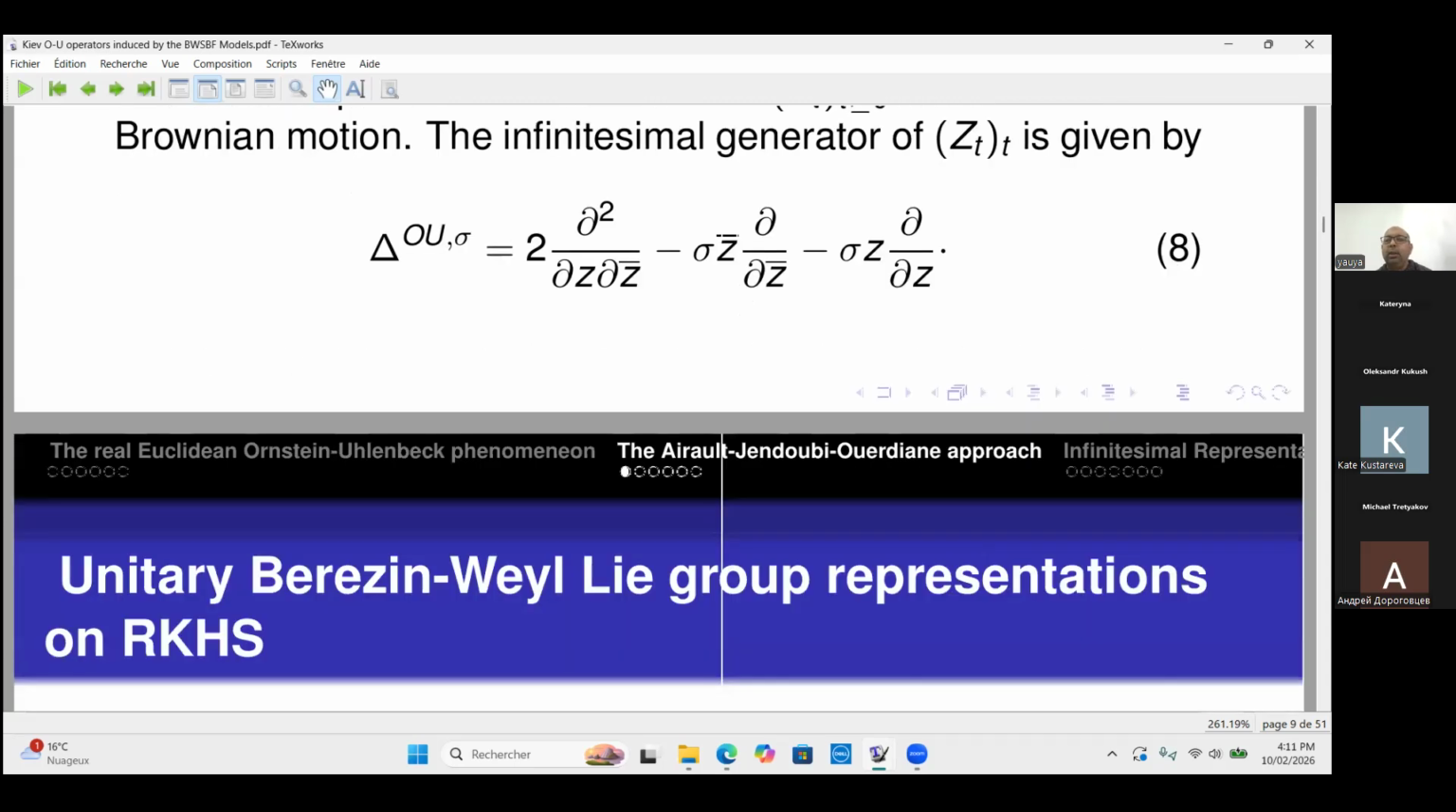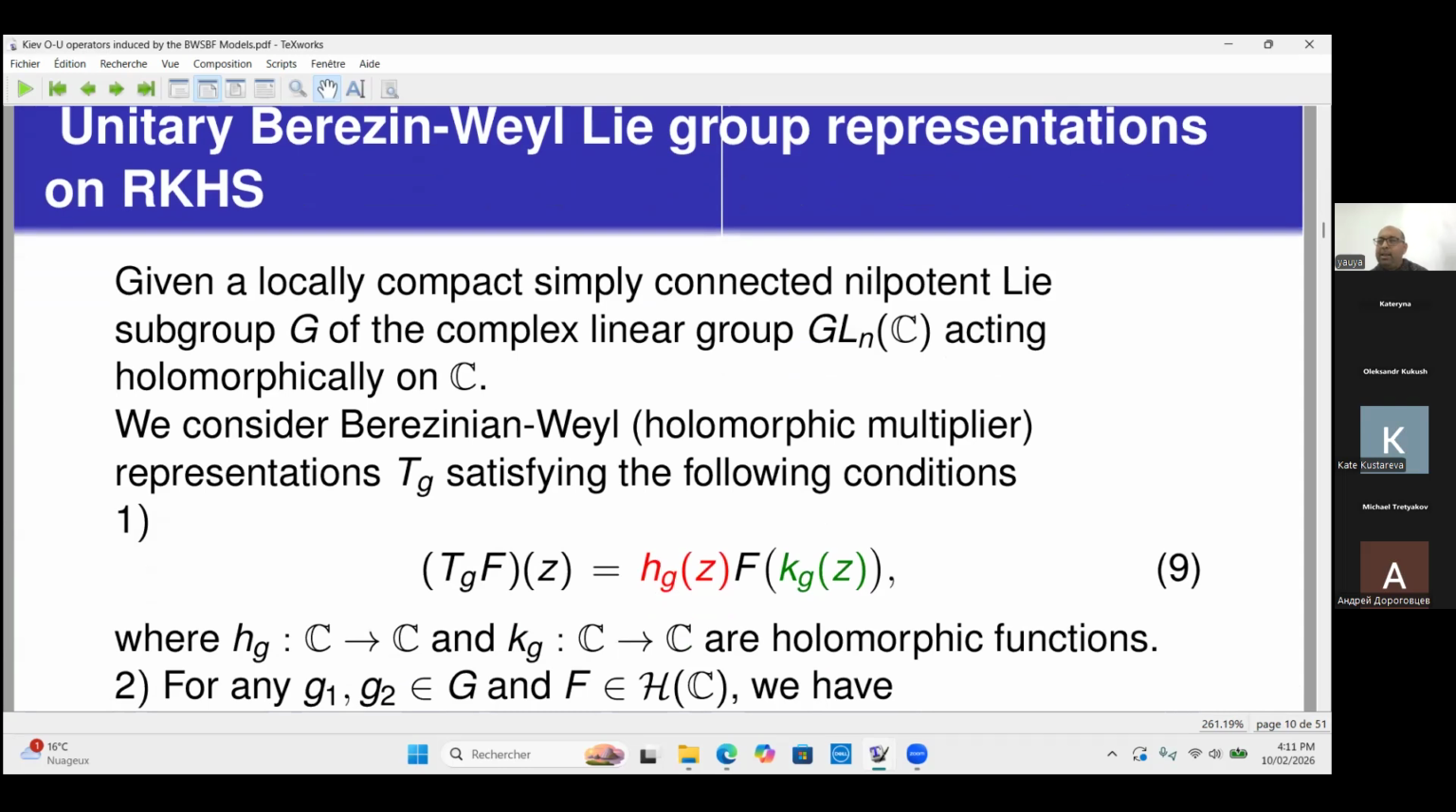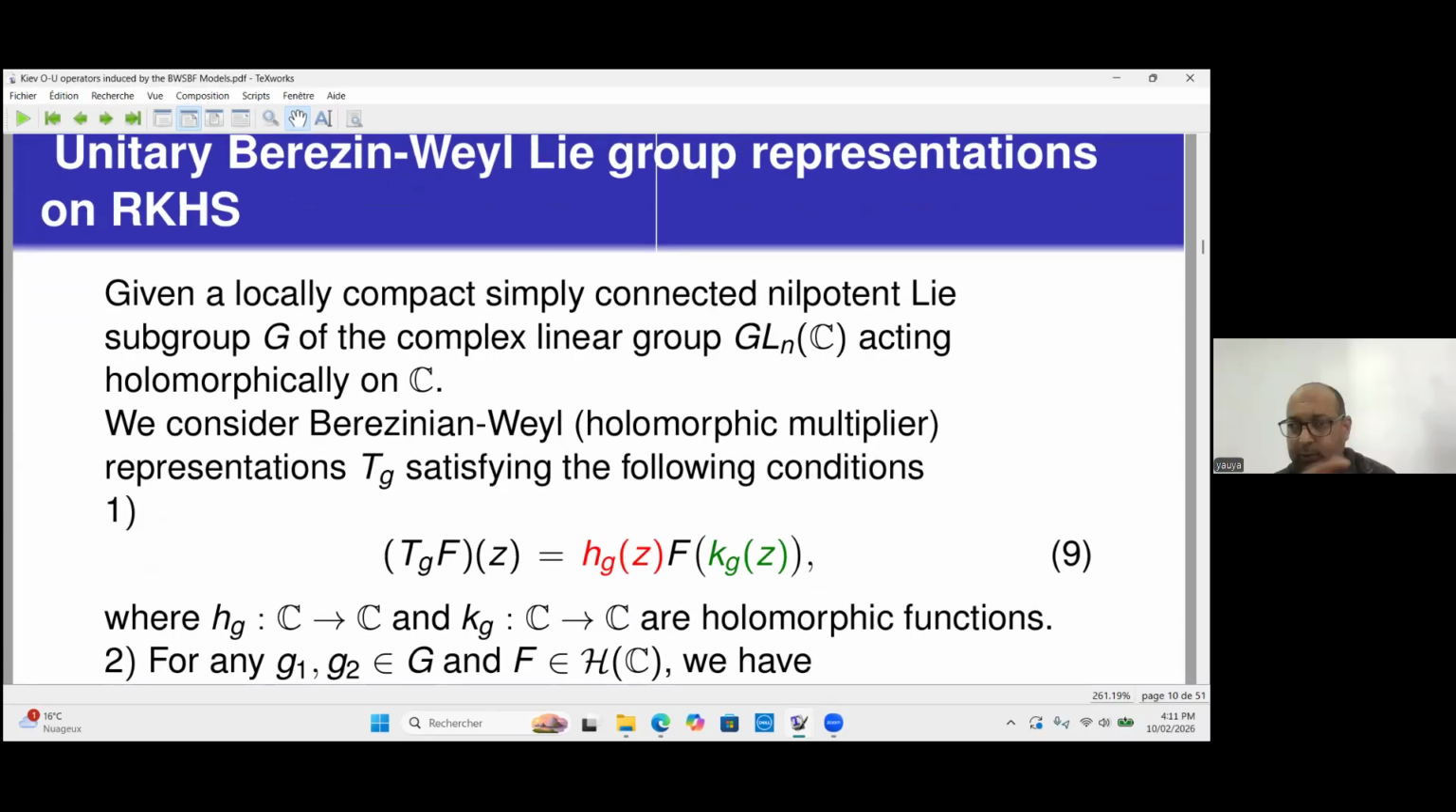So I will consider some locally compact, simply connected Lie group G in the complex linear group, that is the group of complex matrices that are invertible. I assume that the group acts holomorphically on C. An action is just a map from G times C to C, satisfying some cocycle relation, which we shall express later, and we shall represent our group in terms of linear operators.